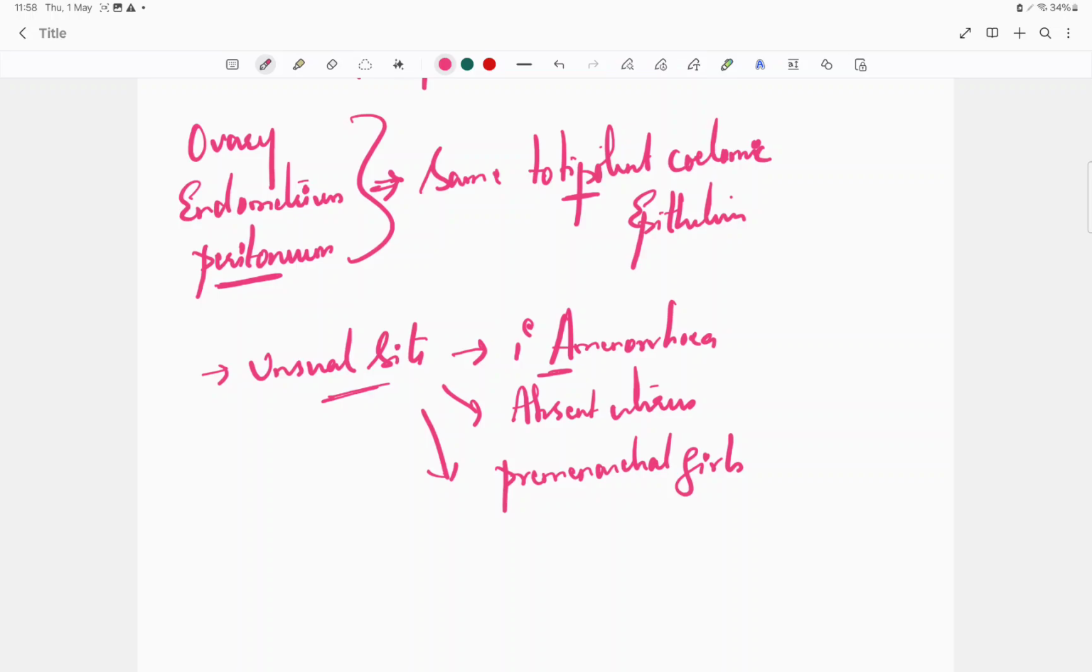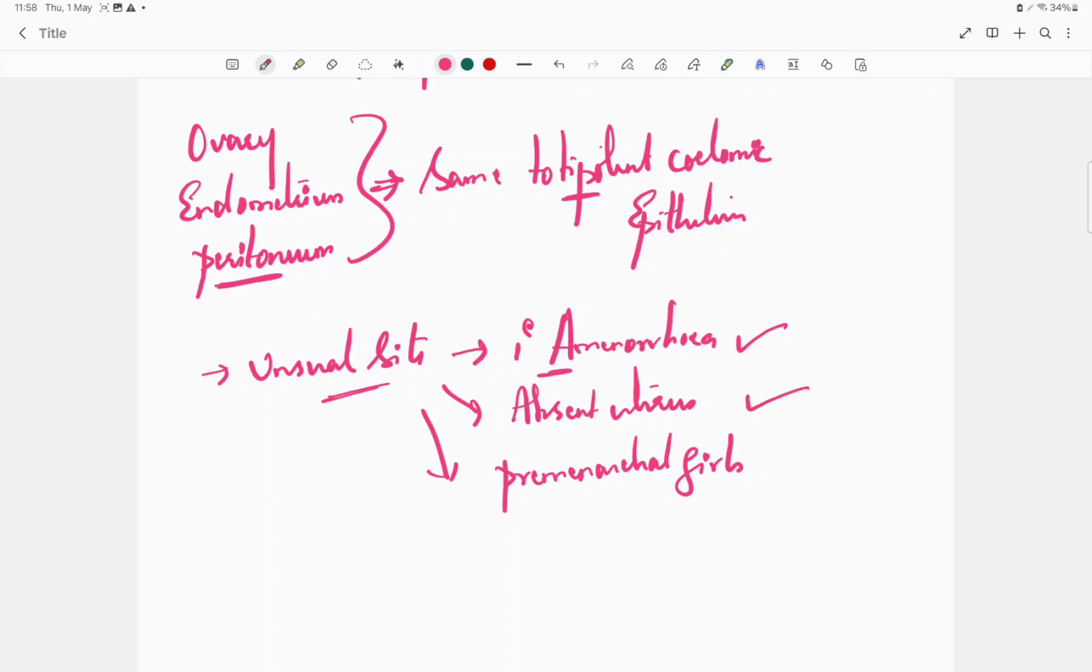So in this unusual site, basically primary amenorrhea, where the uterus is absent or the structure is abnormal, the parietal peritoneum will be converted into endometrium, and that will be functional. So in the case of an absent uterus, even though the uterus is not there, the parietal peritoneum will be there, so that will become an endometrium and that will be functional.